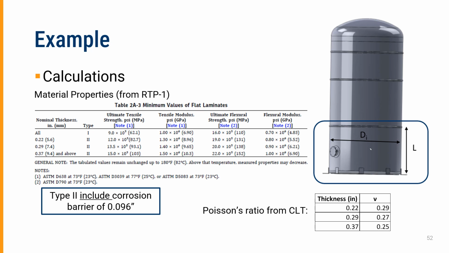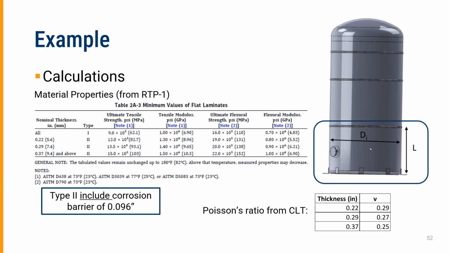Now, type 2 actually includes corrosion barrier in the ultimate tensile strength values. This allows any calculations this way to be conservative, because we're also including the very weak corrosion barrier layers in part of the strength. So it allows things to be conservative.